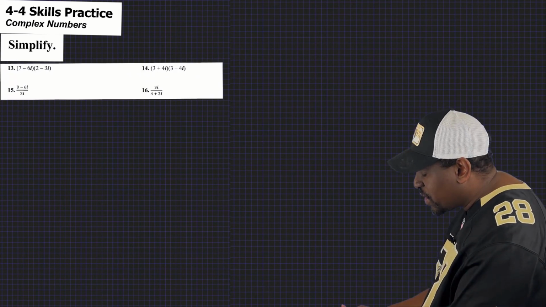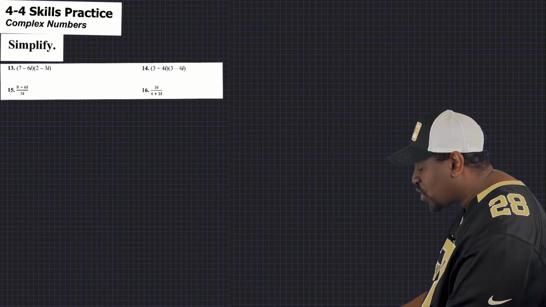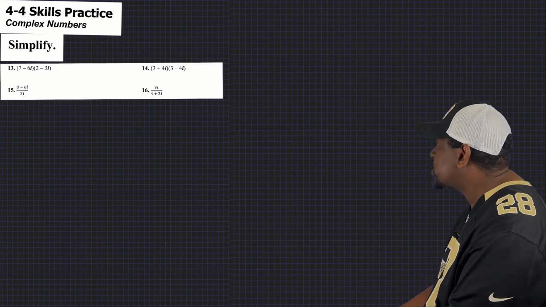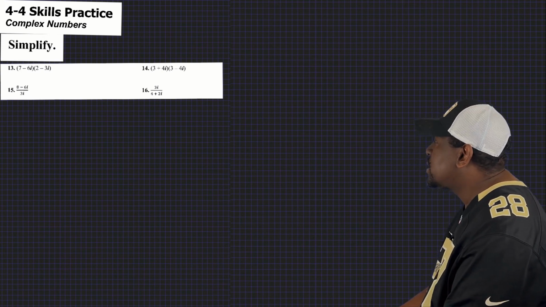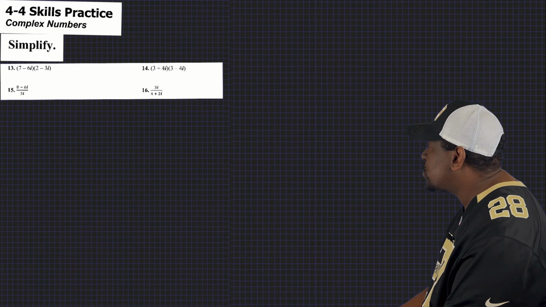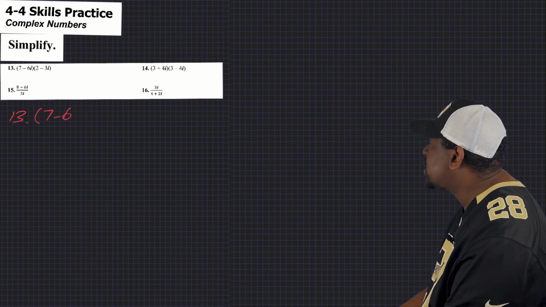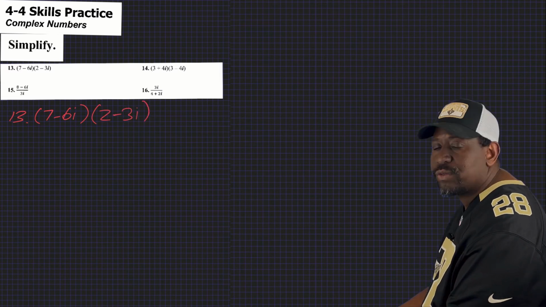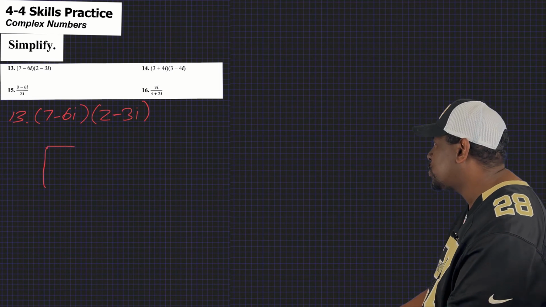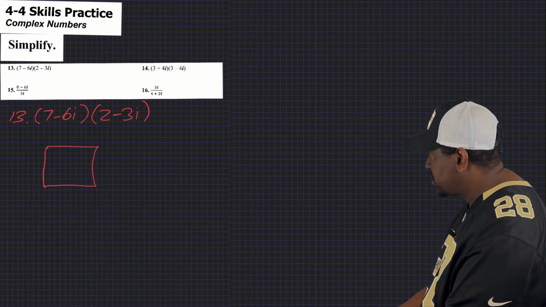So in this concept, we're not only adding and subtracting, which we did in the last group, now we're going to be multiplying these complex numbers in the form of a plus bi. The first problem we want to do is multiply 7 minus 6i times 2 minus 3i. What we want to do is use the same process we use for multiplying polynomials, which is the box method.